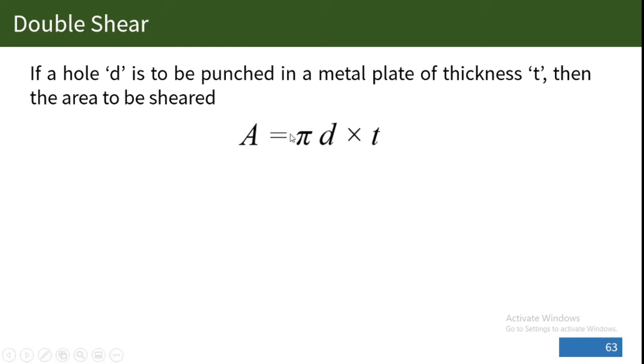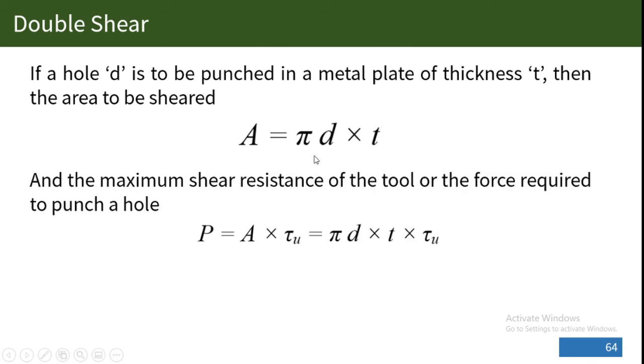Okay? So the area to be sheared is not the area of the circle. For example, if you make a circular hole in a plate, the area of interest for shearing is not the circular area, but the area on the side. The area on the side is equal to the circumference of the circle times thickness. Thus, the area to be sheared when we are punching a hole is equal to pi d times t.